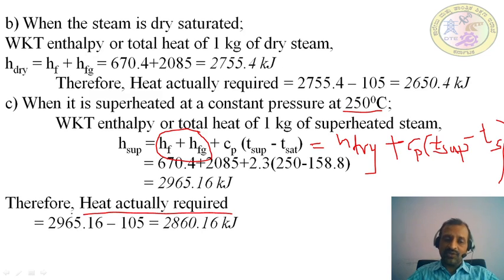Now you can find out the actual heat you have supplied. It means the actual heat you need to supply is what remains when you subtract the initial heat you have given to the water to reach a temperature of 25 degrees Celsius. That is 2965.16 minus 105. So that will give you 2860.16 kilojoule.